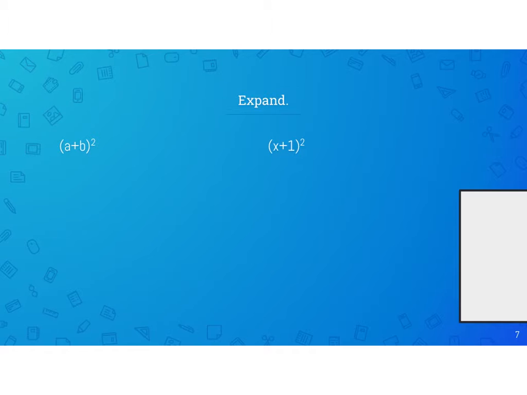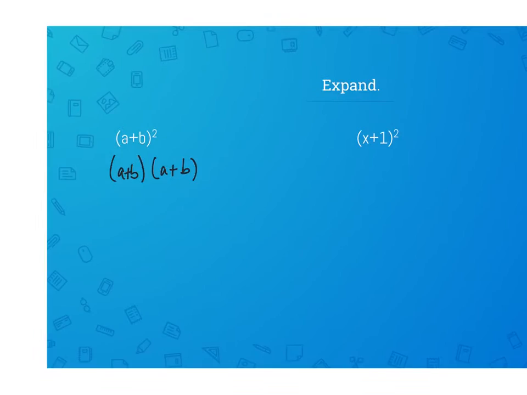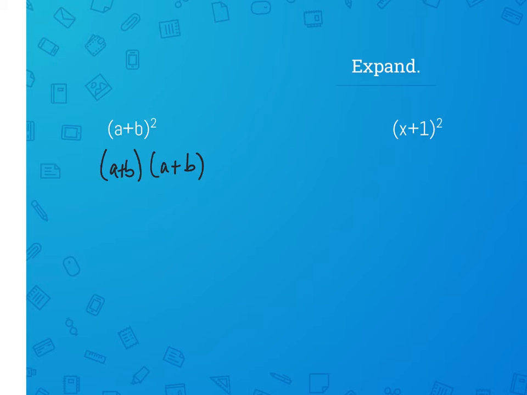Let's take a step back and remember our multiplying binomials. A plus b squared is the same as a plus b times a plus b. And then I'm going to use the arrows to expand that. So I get a squared plus ab plus ab plus b squared, or a squared plus 2ab plus b squared. That is expanding those two binomials.